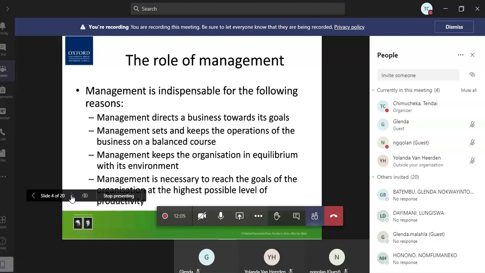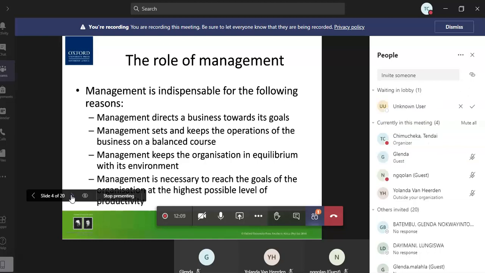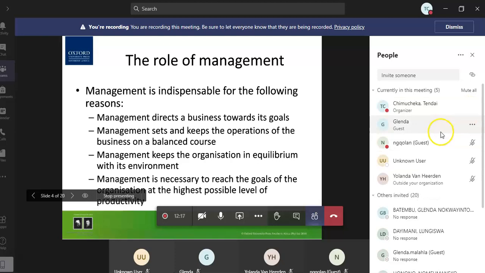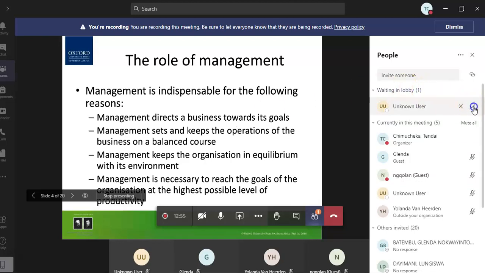So it's important for us to understand that management in any organization is very important, and it is important for a number of reasons. Part of those reasons include that management directs a business towards its goals. We're talking of management directing the business towards achieving its goals, but we must also understand that it is management that sets those goals. So management basically provides direction in an organization: one, on what the organization seeks to achieve, and two, in ensuring that the organization achieves what it's set to achieve.